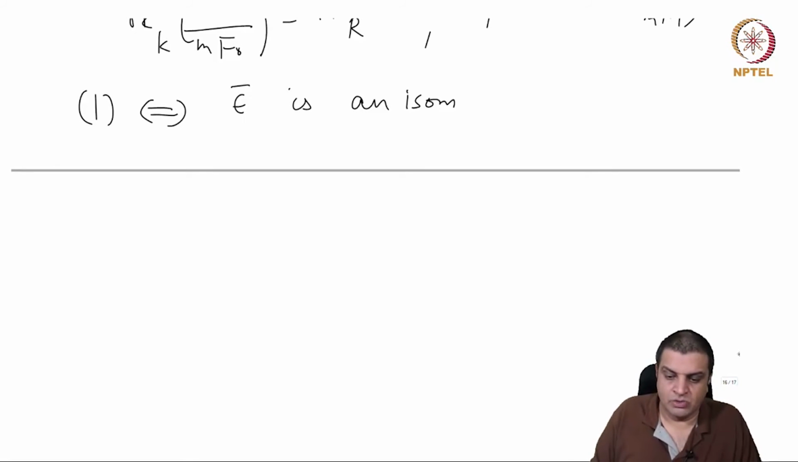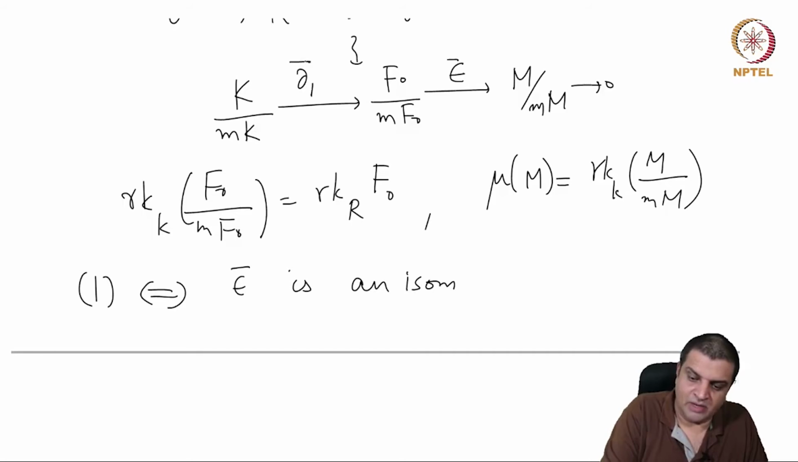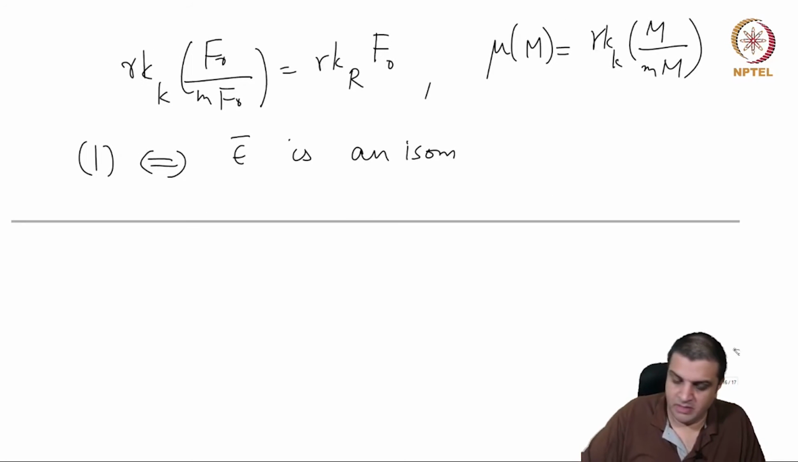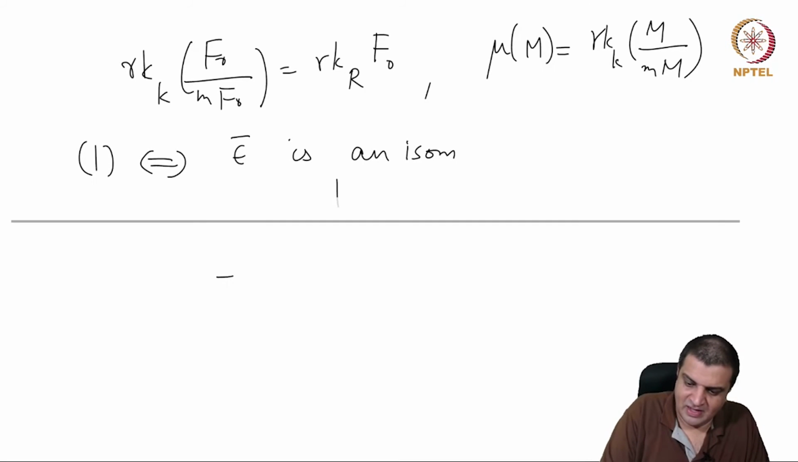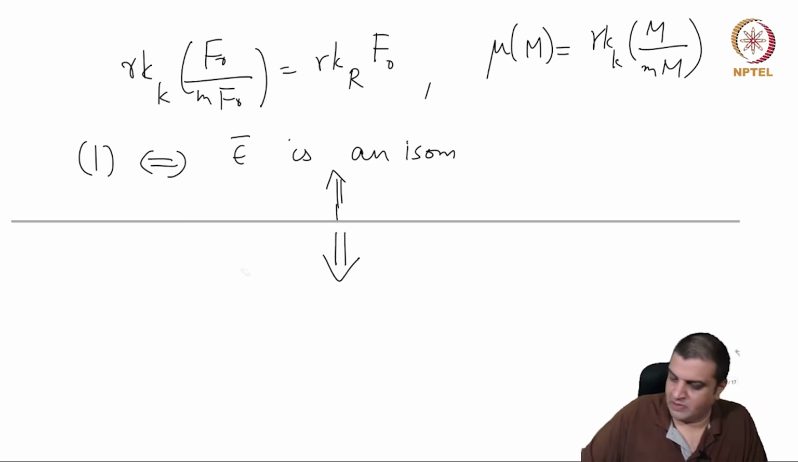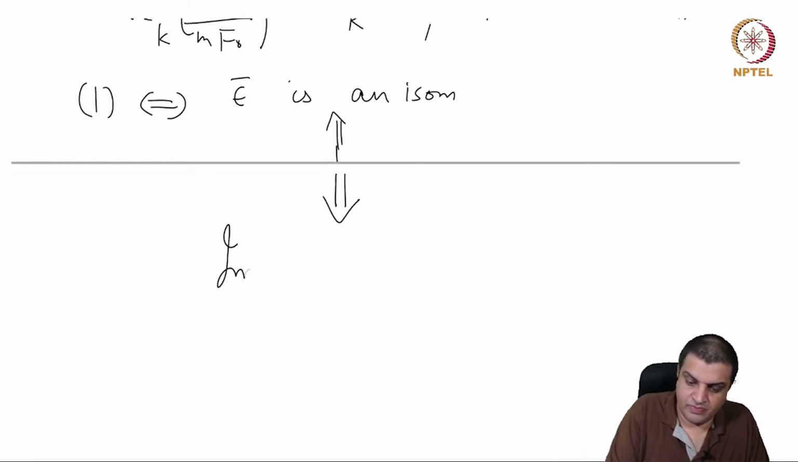Okay, so therefore this is an isomorphism. So in other words, let's call this map delta 1 bar. This is an isomorphism if and only if the image of delta 1 bar is 0.